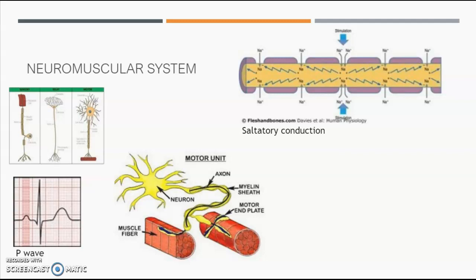As the axon of a motor neuron approaches a muscle that it innervates, it divides into multiple branches, each of which makes a synapse called a neuromuscular junction. This happens with an individual muscle fiber. When an action potential reaches a neuromuscular junction, it causes ACH, which is acetylcholine, to be released into this synapse.